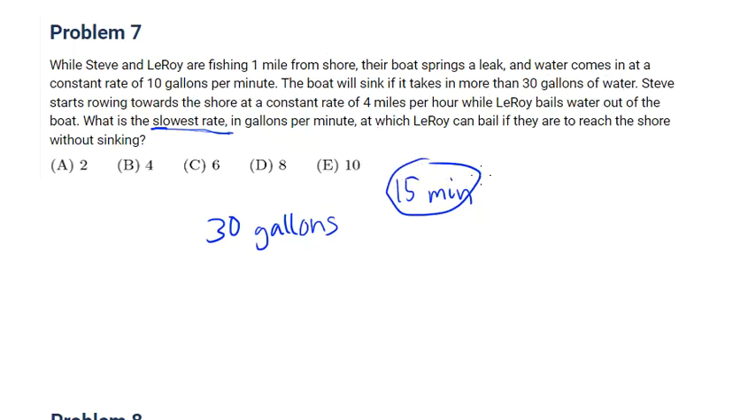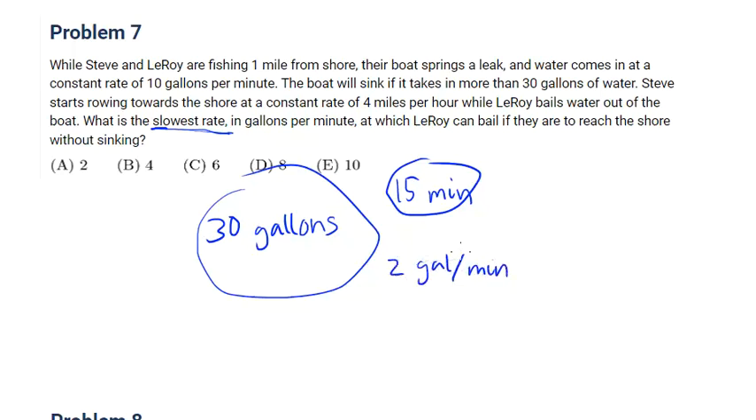Now during the 15 minutes, there will be 30 gallons. The boat takes in 30 gallons of water. So it takes in 2 gallons per minute overall. Now, the water actually comes in at a constant rate of 10 gallons per minute, which means Leroy bails out 8 gallons per minute.